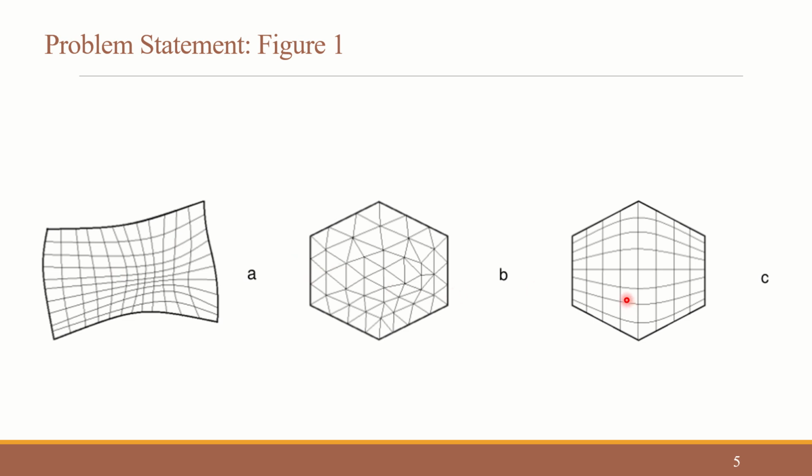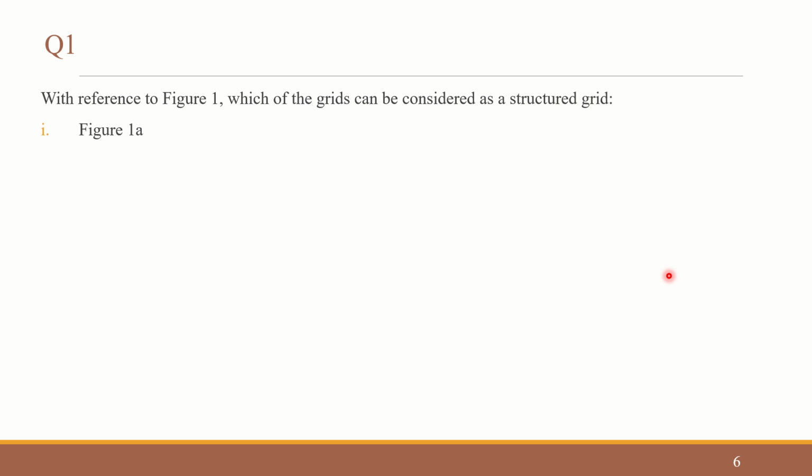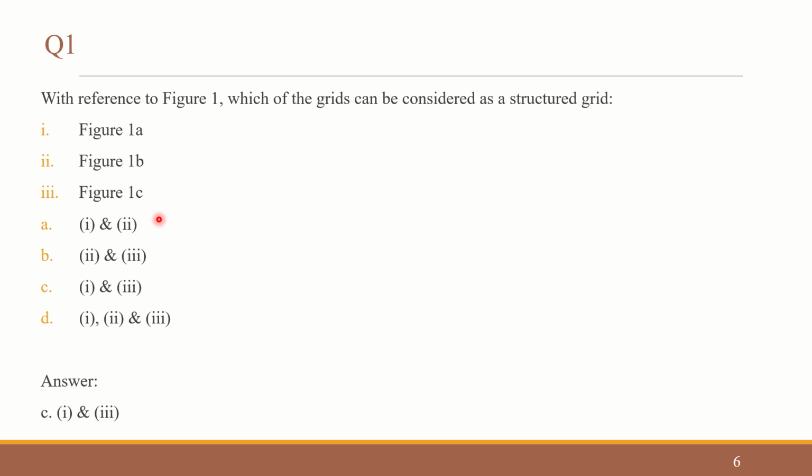Whereas coming back here, we will again have it as a structured grid only. That is I equal to 1, I equal to 2, I equal to 3. We will be able to give out certain numbers based on the grids, and we will get this representation easily. So that is why A is a structured grid, B is an unstructured grid, C is again a structured grid. So the answer is A and C, that is 1 and 3. 1 is 1A, 2 is 1B, 3 is 1C. So 1A and 1C are structured grids, 1B is an unstructured grid. So the right answer is option C, 1 and 3.